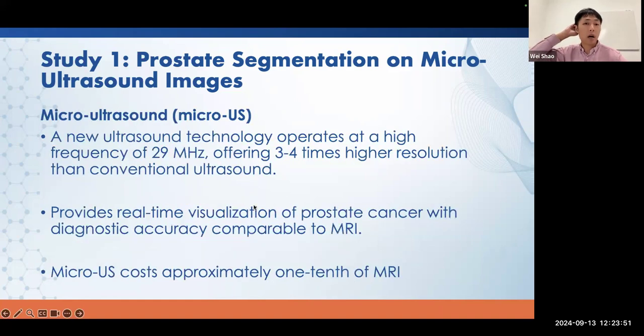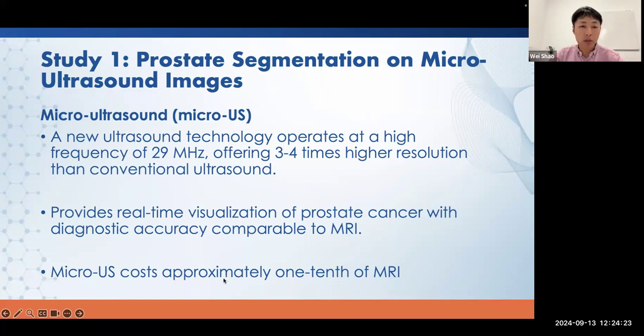So in this study, we are investigating a new technology called micro-ultrasound. It is an ultrasound technology that operates at a higher frequency, which offers 3 to 4 times higher resolution compared to the conventional ultrasound we are using. Some preliminary studies already show that this new imaging modality provides comparable diagnosis accuracy to MRI, but the cost is only about 1/10 of that of MRI.